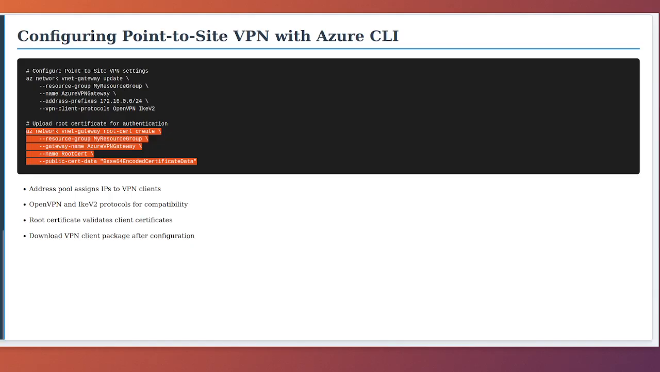After these commands execute successfully, clients can download the VPN client configuration package from the Azure portal or using Azure CLI. This package contains all the necessary configuration files, including the server address, protocol settings, and routes. Clients also need to install a client certificate that chains to the root certificate you uploaded. The client certificate is used to authenticate the user to Azure during the connection process. Once configured, users can connect by selecting the VPN connection in their operating system's network settings and authenticating with their client certificate.